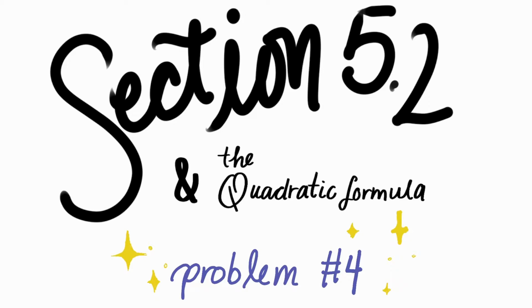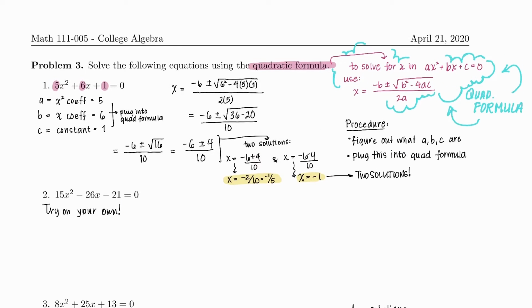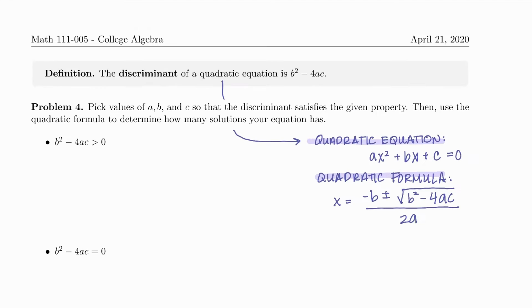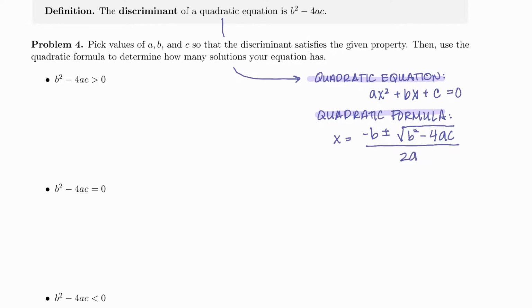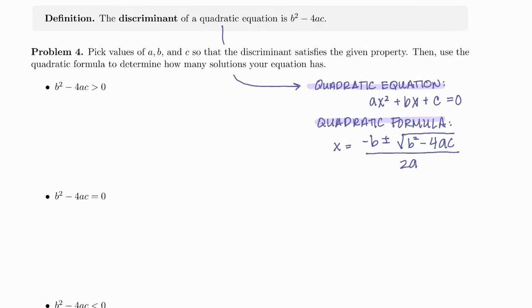Problem number 4 of the first worksheet of section 5.2 asks us to pick values of a, b, and c so that the discriminant satisfies the given property. Then use the quadratic formula to determine how many solutions your equation has.